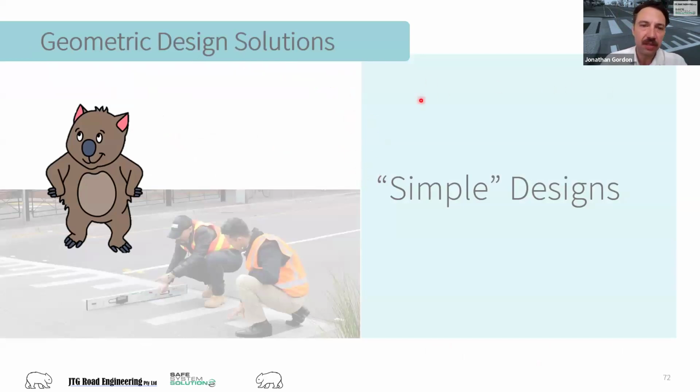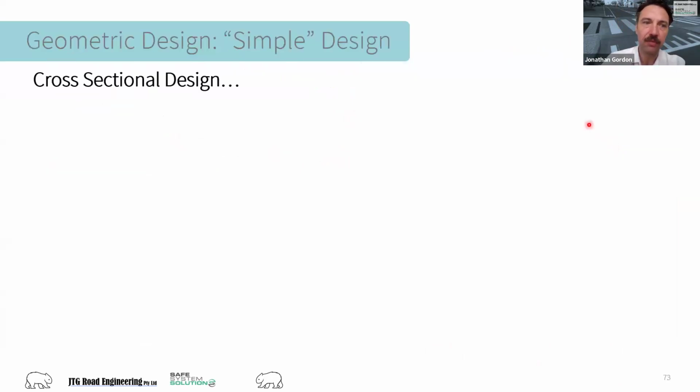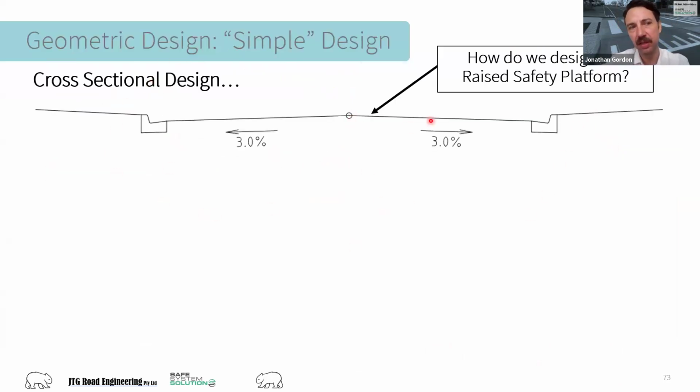So I won't be going into the platform lengths and ramp lengths, etc. That is covered in really great detail in the principles course. But in terms of the road outcomes, if cross-sectional design, I might actually pose the question to you guys here. So here's our cross-sectional design. We've got traffic lane widths, we've got some crossfalls, etc.